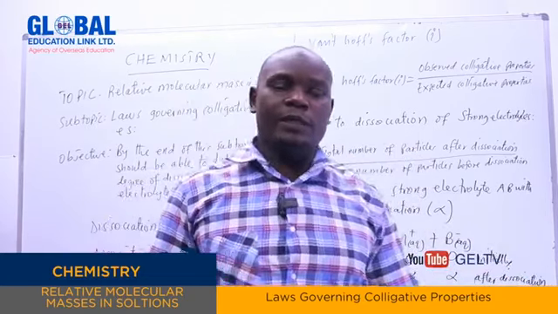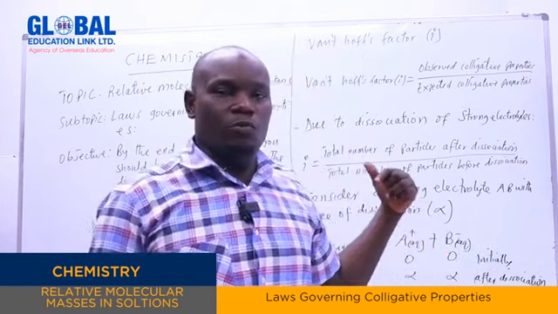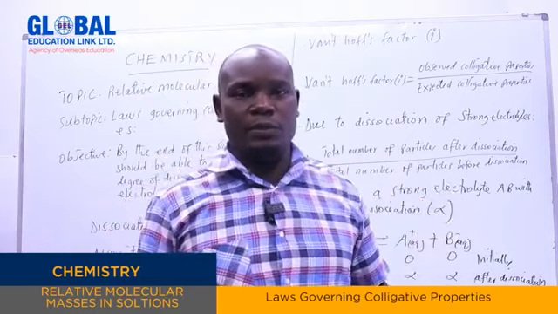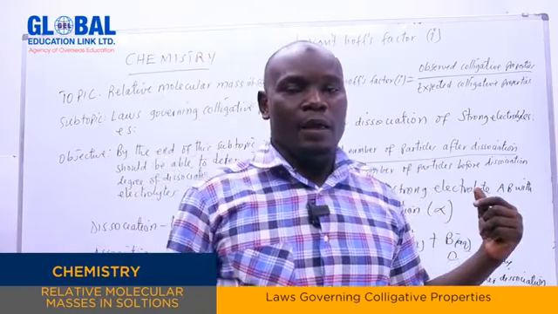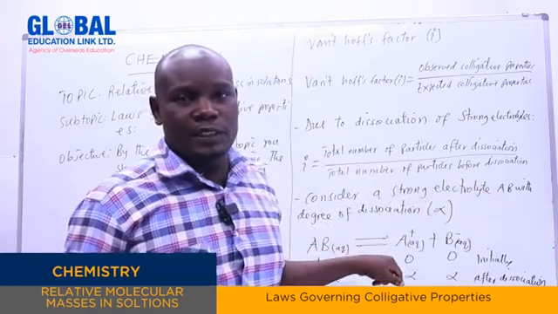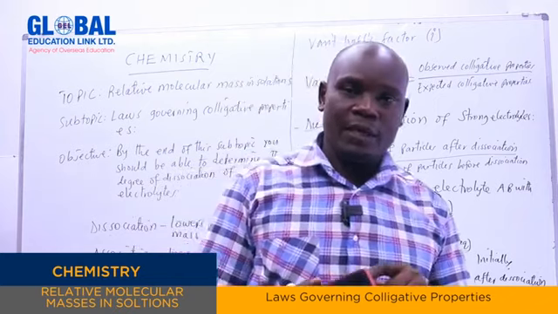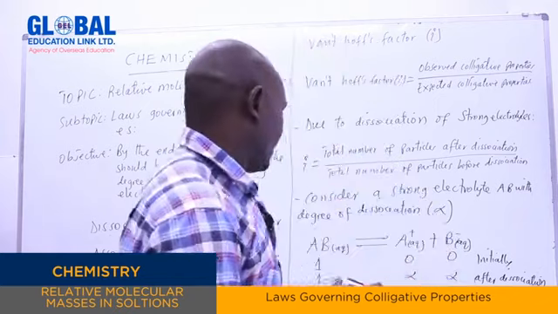So to determine the total number of moles before dissociation, you take 1 plus 0 plus 0, ending up with the total number of particles, which is 1. And to obtain the total number of particles after dissociation, it will be 1 minus alpha, plus alpha, then plus alpha.